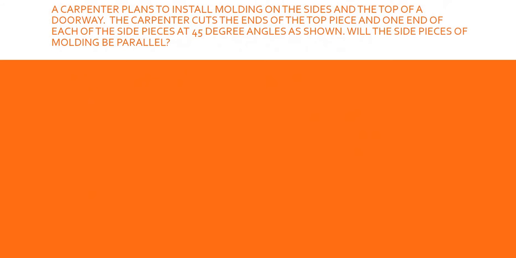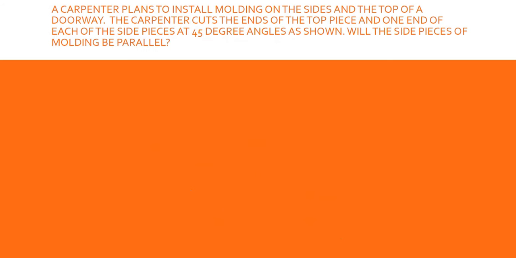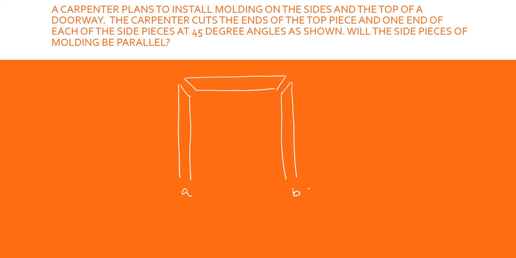Okay, so let's look at an application of this. A carpenter plans to install molding on the sides and the top of a doorway. The carpenter cuts the ends off the top piece and one end of each of the side pieces at 45-degree angles. So in other words, we've got a top piece of molding and he cuts those at 45 degrees. And then we have two side pieces of molding and they are both cut at 45 degrees. So the question is, are these two sides, A and B, parallel?